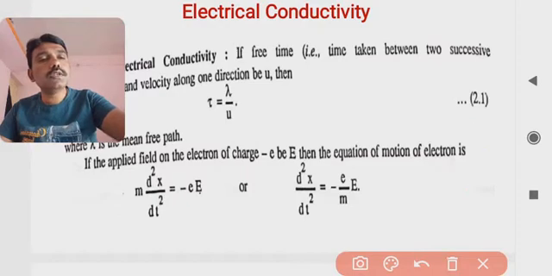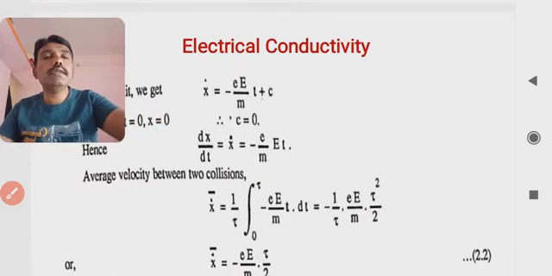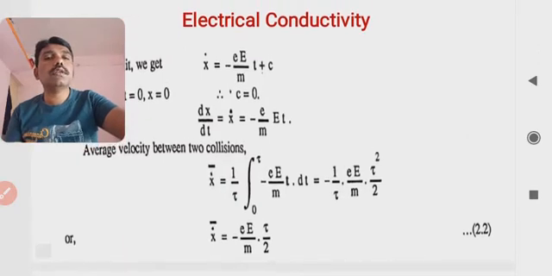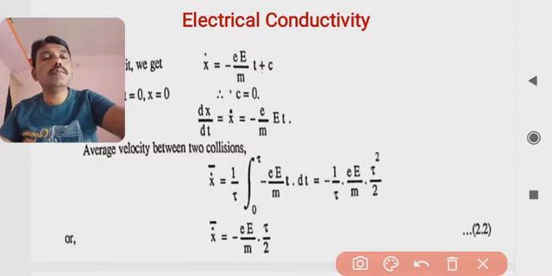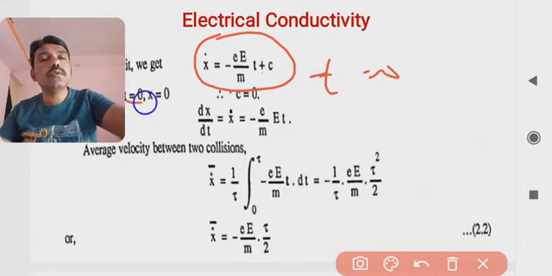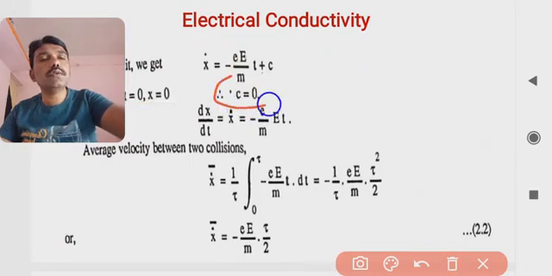Moving forward, integrating this relationship gives x dot is equal to minus e into capital E upon m into t plus c. But when time t is 0, x is also 0, so in that case c definitely becomes 0. That is the case where c becomes 0 when t is equal to 0 and x becomes 0.